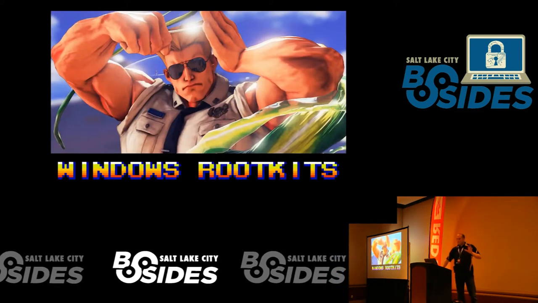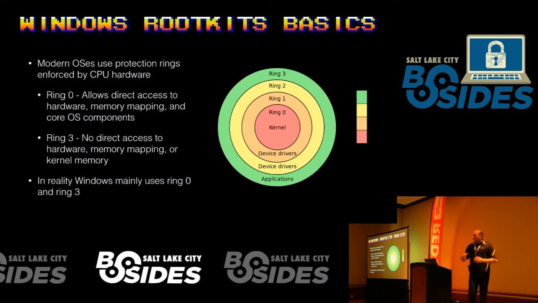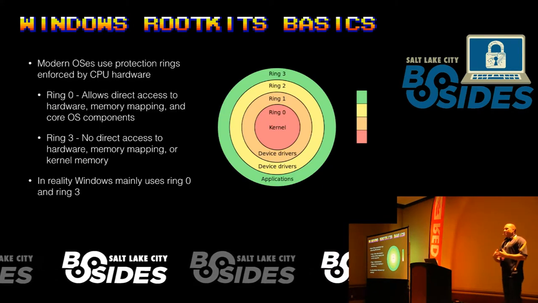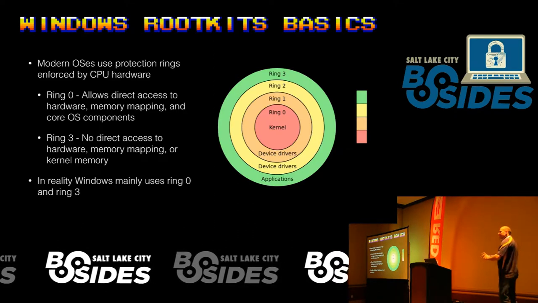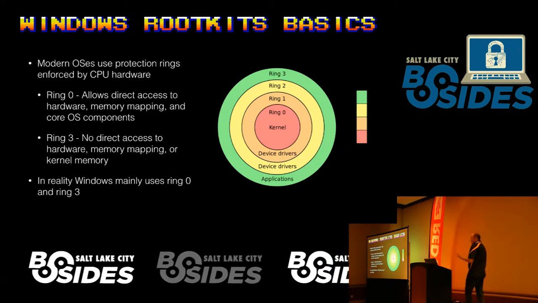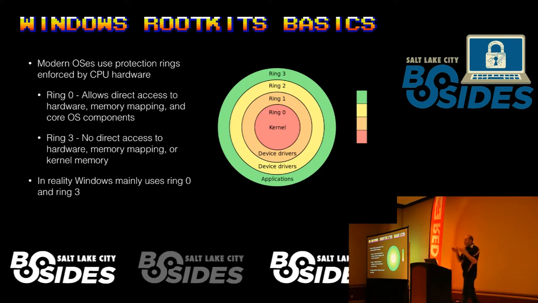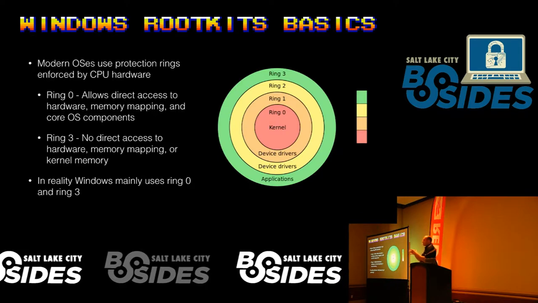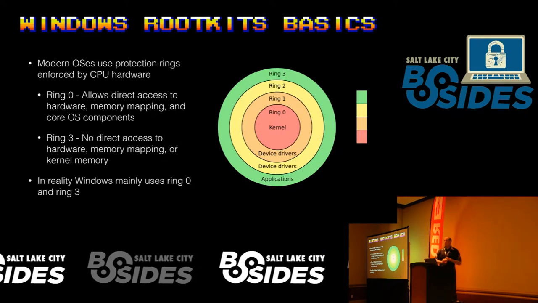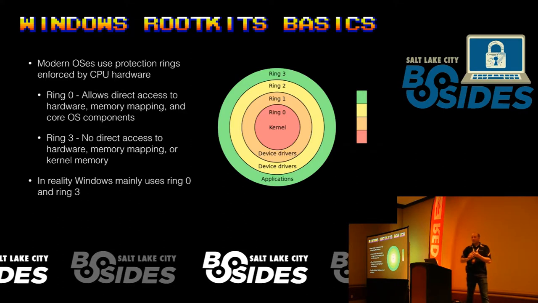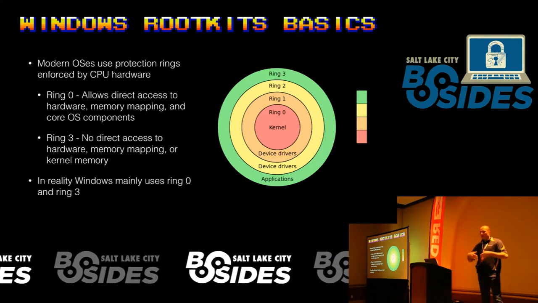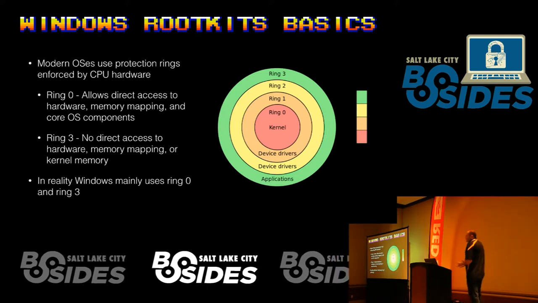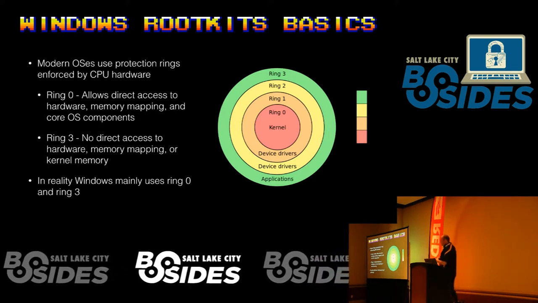So, Windows rootkits, good place to start, right? Let's talk about how the system is laid out. Modern operating systems work in a ring system that is enforced by hardware, specifically the CPU. Stuff in ring 0 has the most access. It can directly access physical memory, hardware, firmware, or anything attached to the system. Then down the line, you go to ring 3, which has the least access, and that's where your typical applications run.